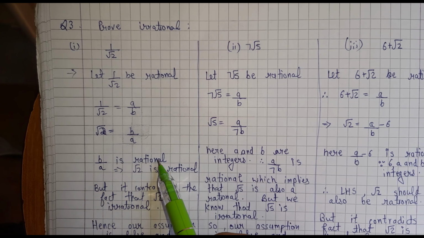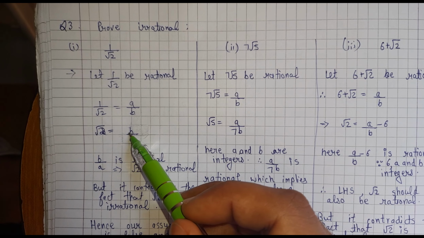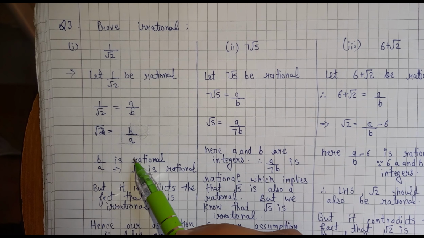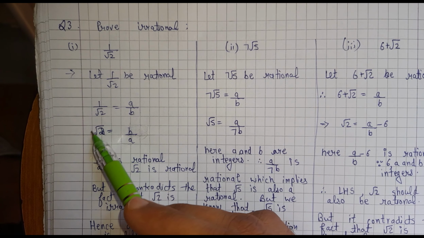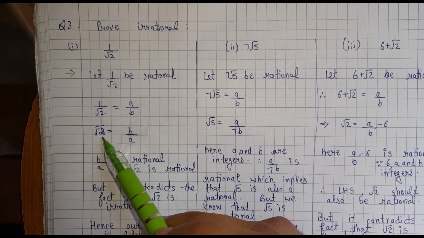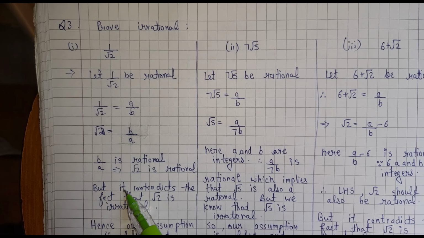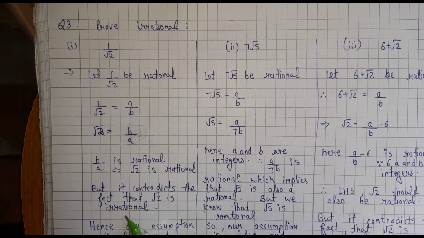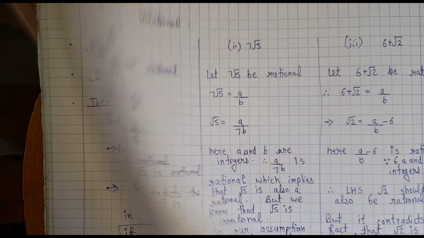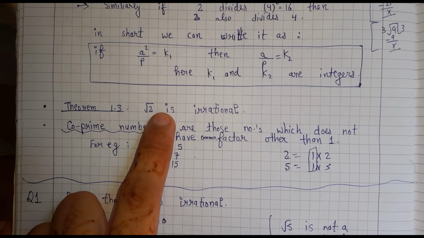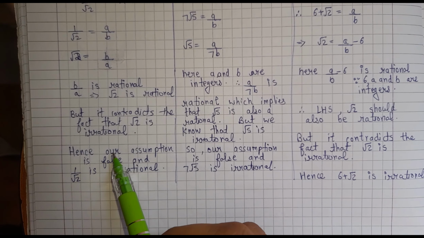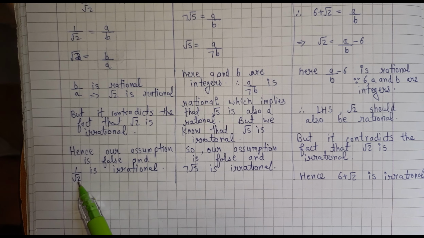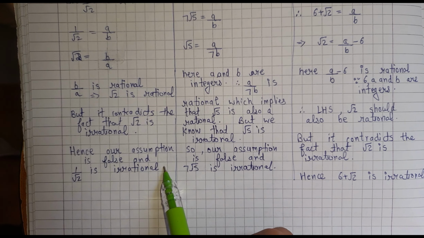b upon a is rational. Why? Since a and b are integers, b upon a is rational, which implies that root 2 should also be rational. If the right hand side is rational, then the left should also be rational. But it contradicts the fact that root 2 is irrational. By theorem 1.3, root 2 is irrational. Hence, our assumption is false and 1 upon root 2 is irrational.